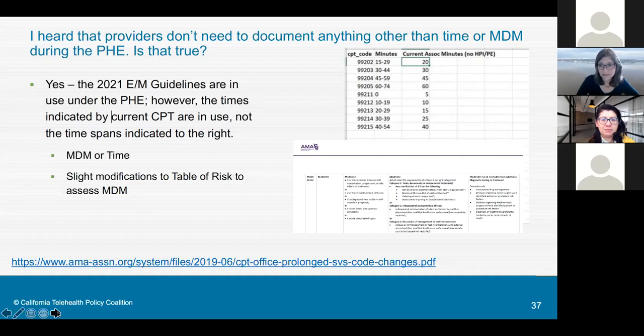One thing that they did update, now this was implemented March 30th. What was changed on April 30th was that there are time parameters indicated around the minutes for the AMA 2021. So 15 to 29 minutes. Now you're just going to use the usual old time. So the current associated minutes. You just don't need an HPI. You don't need a PE. It's just whatever time you have, and or if the complexity is such that you could bill at the higher level. Next slide.